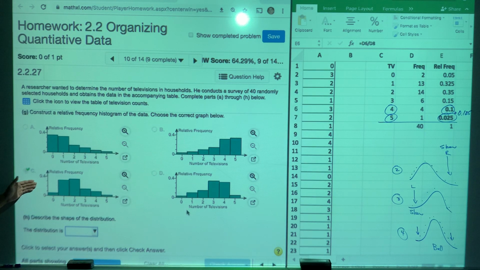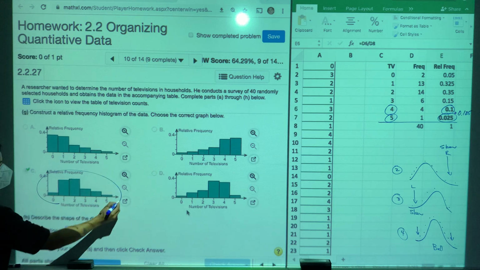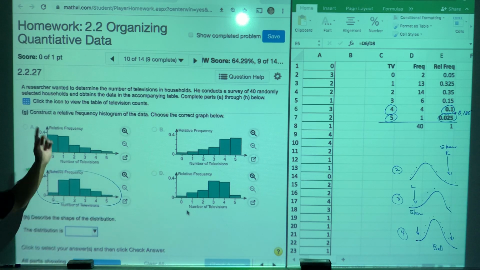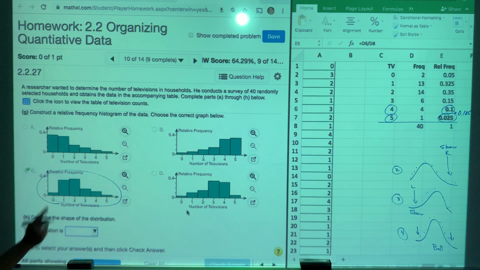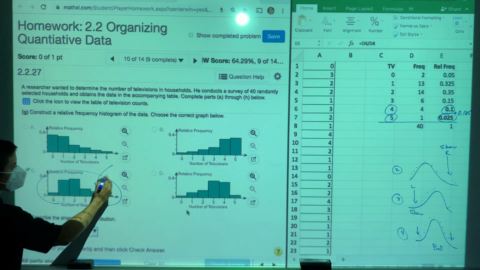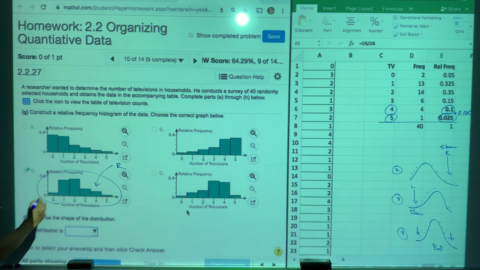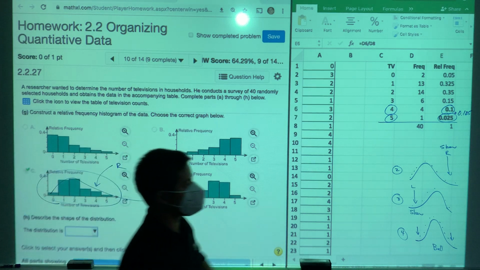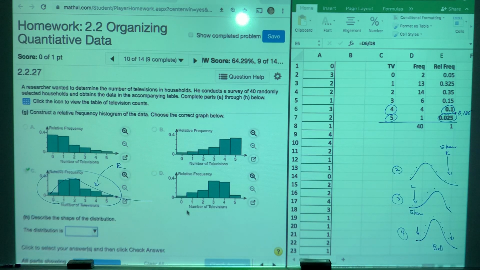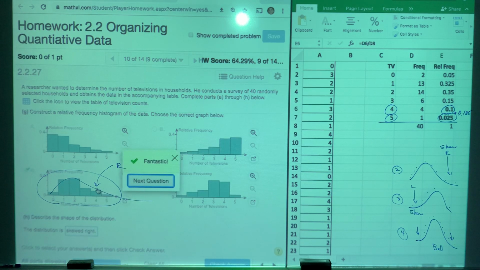This is my answer. Is it skewed right, skewed left, uniform, or bell-shaped? Well, it trails off to the right, so therefore it would be skewed to the right. Yours might be different. So this one's skewed to the right. And that is a really complete problem.